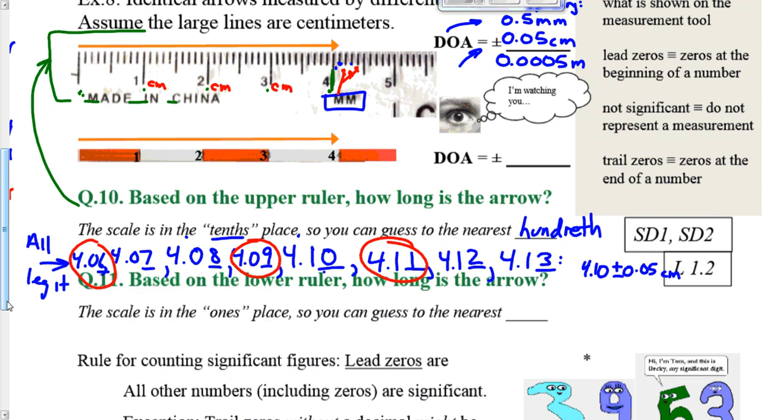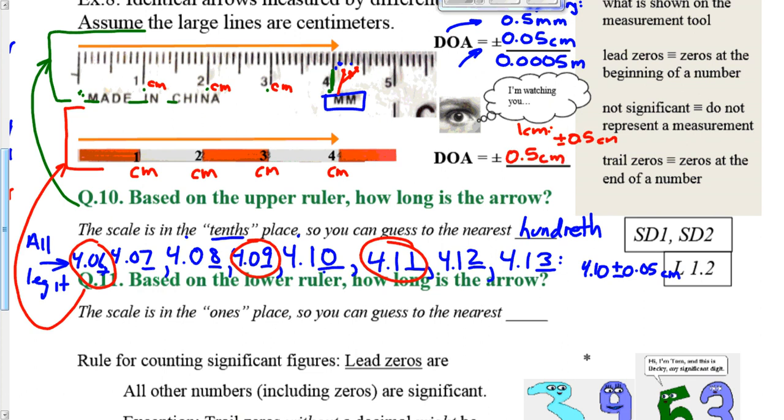Now, if we take the same arrow and instead look at the lower ruler, let's just look down here. Question 11 concerns itself with the same arrow aligned with the lower ruler. The lower ruler only has centimeter tick marks. 1, 2, 3, 4. So in this case, with your 1 centimeter spacing, the degree of accuracy becomes plus or minus 0.5 centimeters. That's all you get here. 0.5 centimeters, which is 5 millimeters, which is 0.005 meters. In this case, you don't get the same luxury you had with the upper ruler.